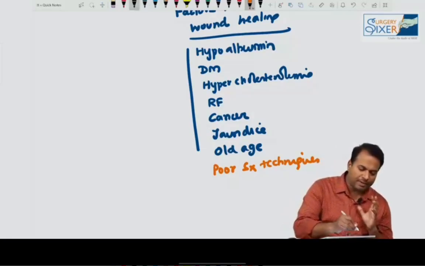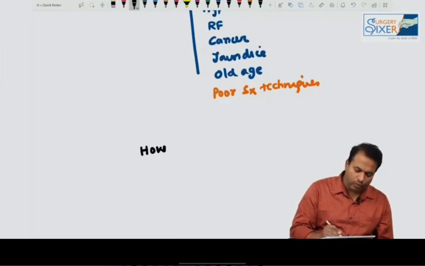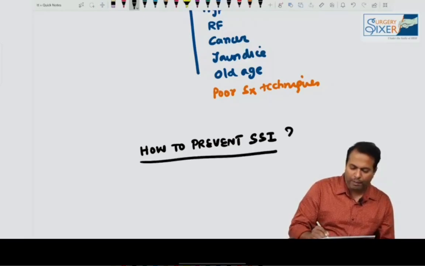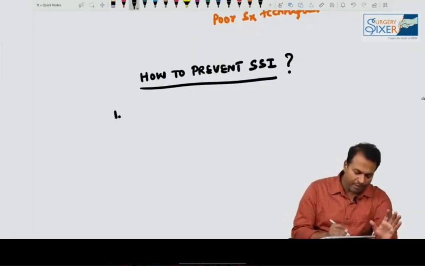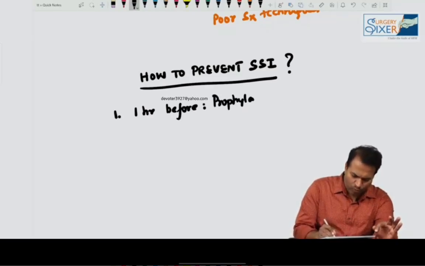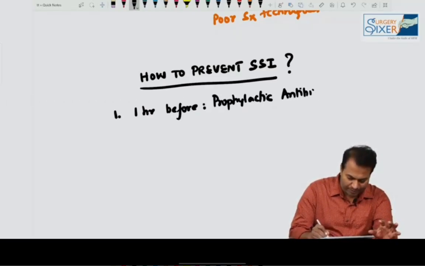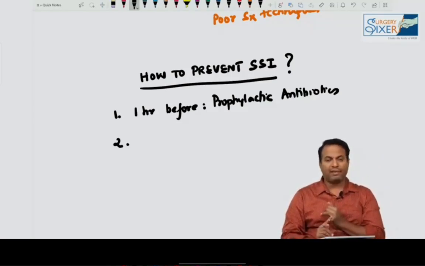How to prevent surgical site infection? This is a highly $1 million question. I am discussing the latest guidelines on how to prevent surgical site infection. Number 1, 1 hour before surgical incision, we have to give prophylactic antibiotic. Please don't forget, 1 hour before surgery, we give prophylactic antibiotics.